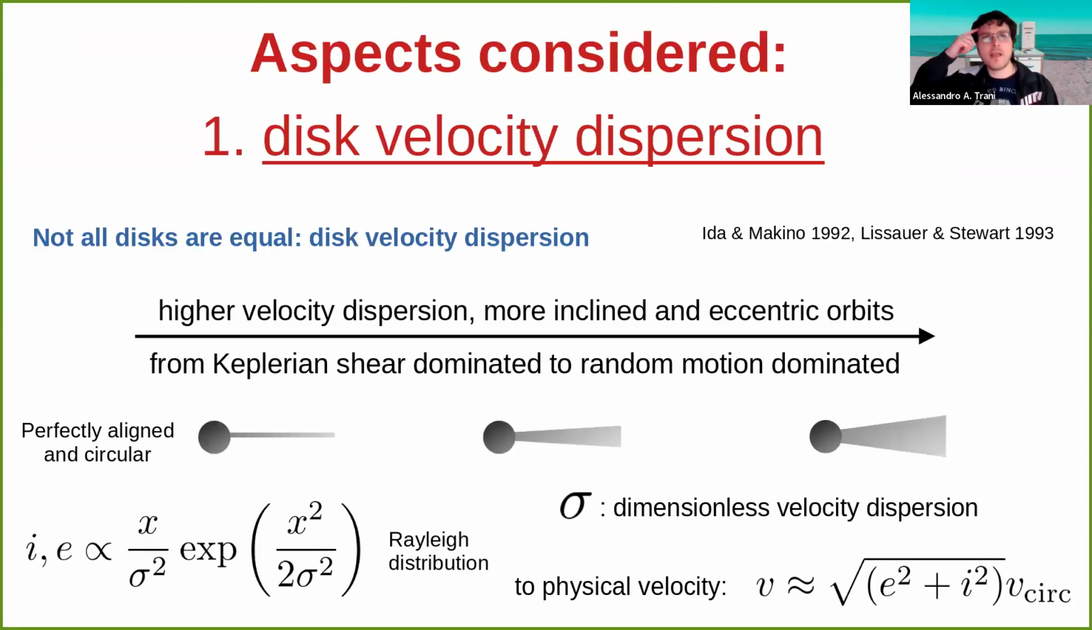So the two aspects that I consider in this work are, mainly, two. One is disk velocity dispersion. These are aspects that were never considered so far. First of all, disks, just like star clusters, have a dynamical state given by the basically random motion of the objects that are part of the disk. We can have perfectly aligned and circular orbits around a supermassive black hole. This is a very dynamically cold disk.